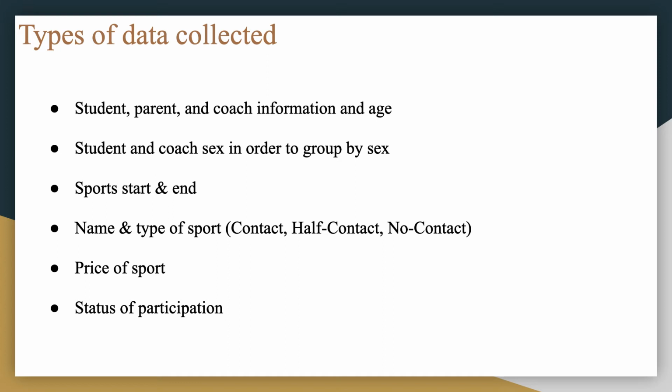There are many types of data that are collected in this database. First, we have the student, parent, and coach information, as well as the age of the coach and the student. We have the student and coach sex in order to group them in the case of, like, men's and women's hockey. We have the sport's start and end dates, the name and the type of sport, and the type stands for whether it be a contact, half contact, or no contact sport. The price of the sport, as well as the status of participation, whether or not, say, the coach is active right now in the season.